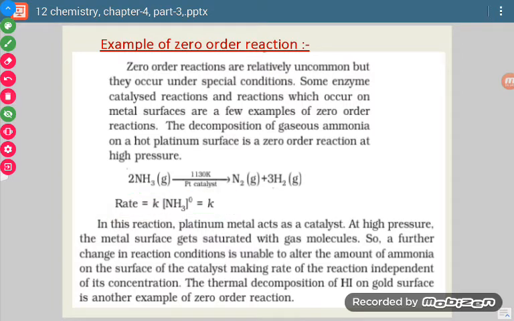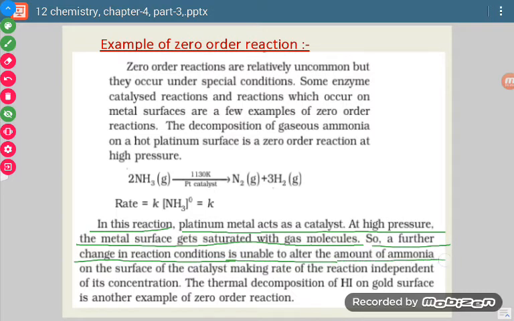Now in this reaction, platinum metal acts as catalyst. At high pressure, the metal surface gets saturated with gas molecules. So a further change in reaction conditions is unable to alter the amount of ammonia on the surface of catalyst, making rate of the reaction independent of its concentration.